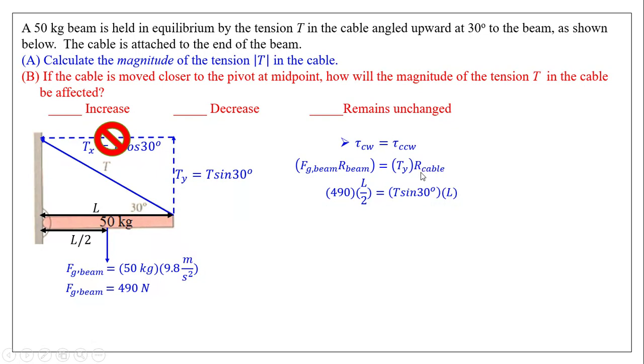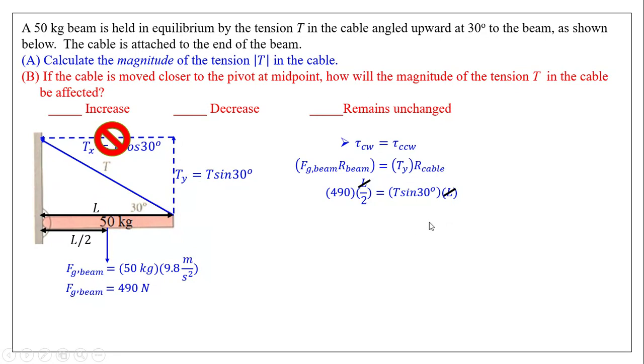So our cable, the moment arm here, would just be the whole entire length because the pivot is at the wall. To go from the wall all the way to where T_y is, that would just be a length of L, whatever L is. Okay. So as you can see here, I don't know what L is on the right side, but it appears on both sides. So I'm just going to go ahead and cross it out.